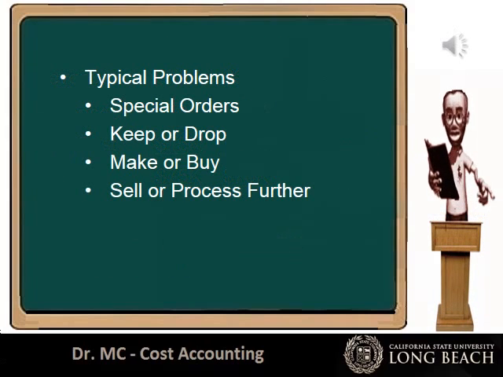Relevant costing questions typically involve four situations, which are special orders for your product, keep or drop a product, make or buy a product, and sell a raw product or process it further and sell the processed product.